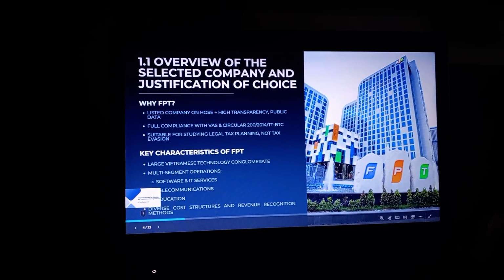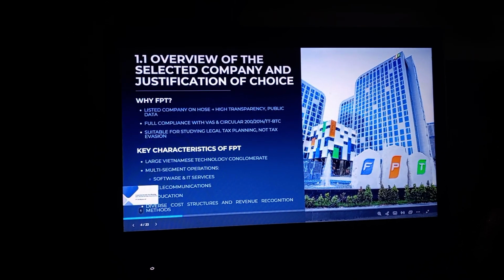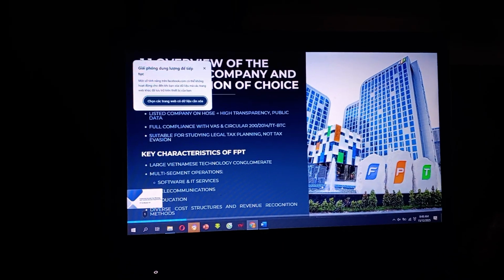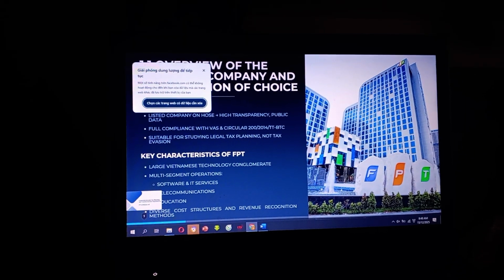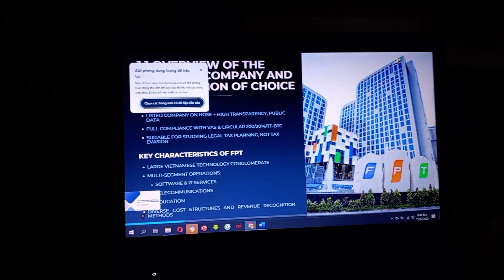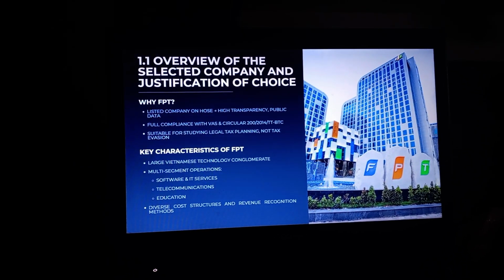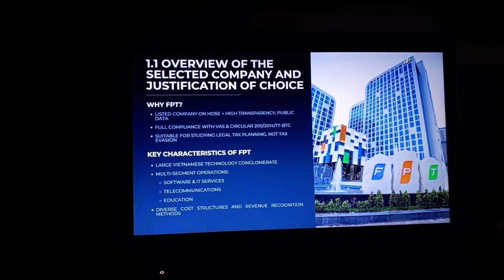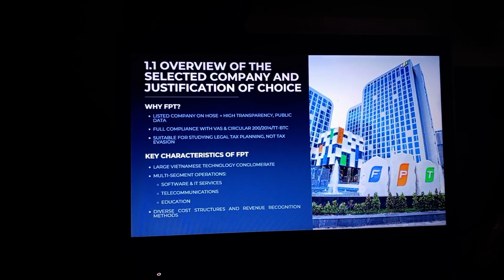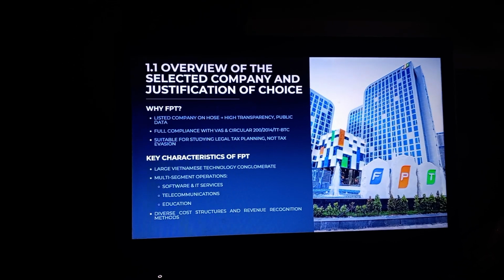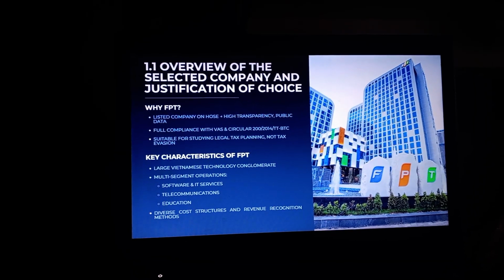First, an overview of why I chose FT. This company holds high-quality public data and is fully compliant with tax and securities rules. It is suitable for studying legal tax planning, which is not tax evasion. Its key characteristics: a dynamic technology company with multi-segment operations including software, IT services, telecommunications and education. It also has a diverse cost structure and revenue recognition methods.